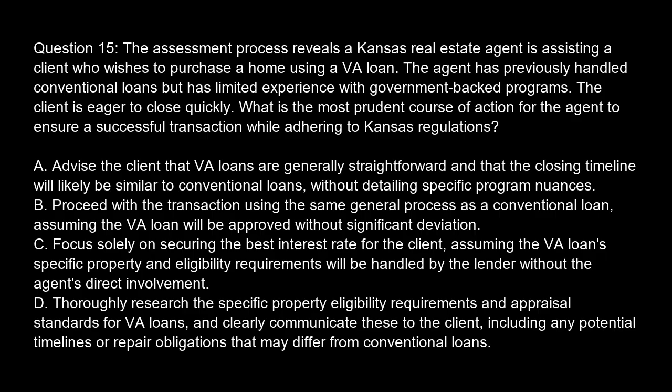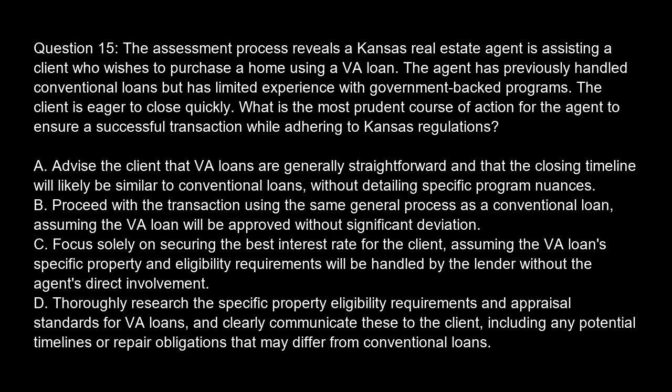regulations? Option A. Advise the client that VA loans are generally straightforward and that the closing timeline will likely be similar to conventional loans, without detailing specific program nuances. Option B. Proceed with the transaction using the same general process as a conventional loan, assuming the VA loan will be approved without significant deviation. Option C. Focus solely on securing the best interest rate for the client, assuming the VA loan's specific property and eligibility requirements will be handled by the lender without the agent's direct involvement.